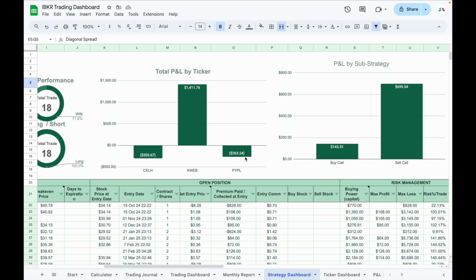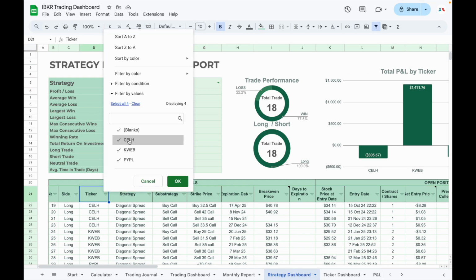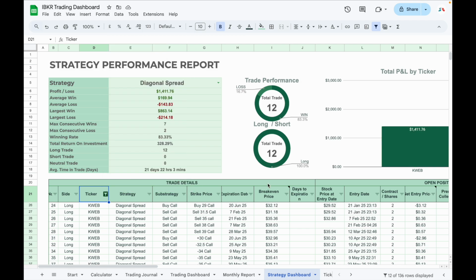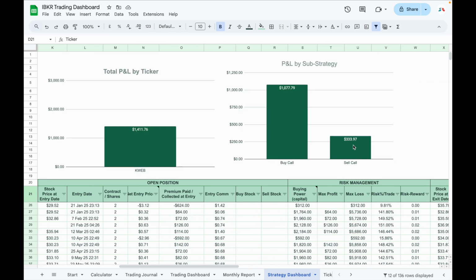If I want to analyze just KWEB, I can use the filter icon on the ticker column. First, clear all the selections and select only KWEB. It will show me the total P&L of each sub-strategy when I trade KWEB. That's how I analyze my trades using this trading journal spreadsheet.